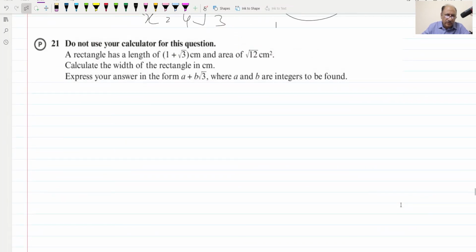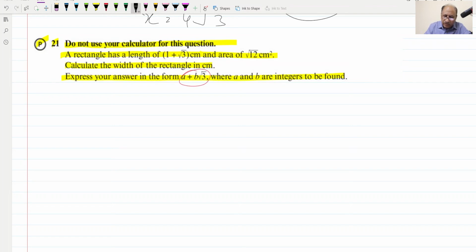Question 21 says, do not use your calculator for this question. A rectangle has a length of this and an area of this. Calculate the width of the rectangle. Express your answer in the form a plus b root 3, where a and b are integers which we need to find.